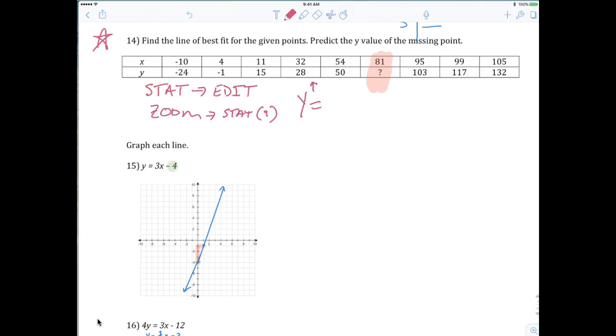Again, now that the points are on there, it kind of looks linear, but it's not exactly linear. But we're still going to try to calculate the line of best fit.